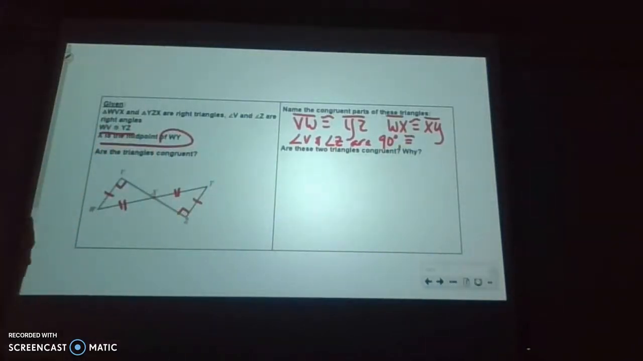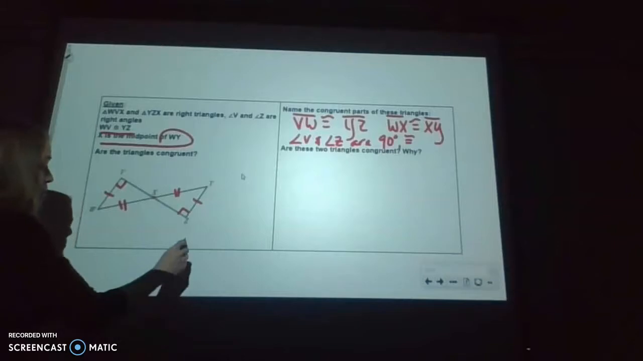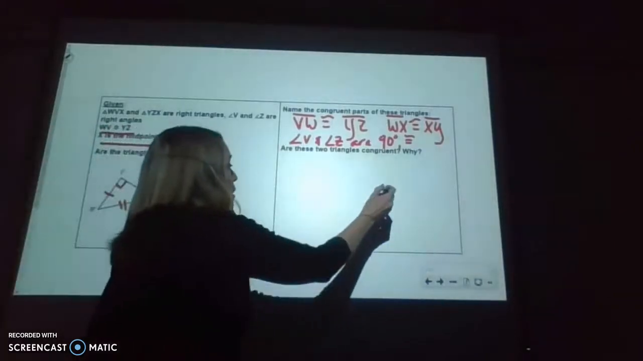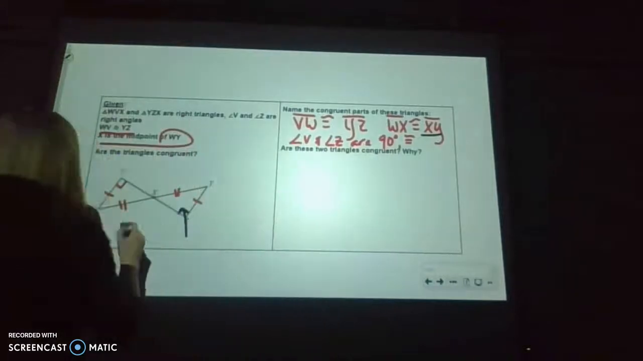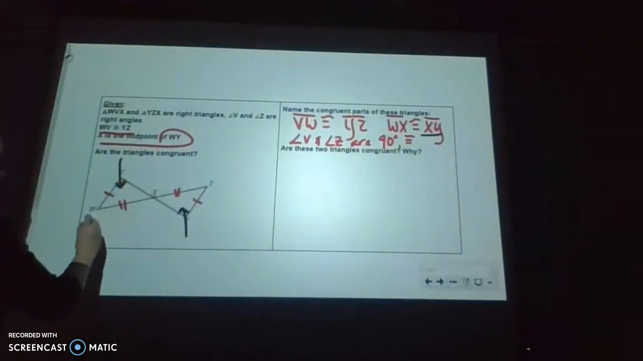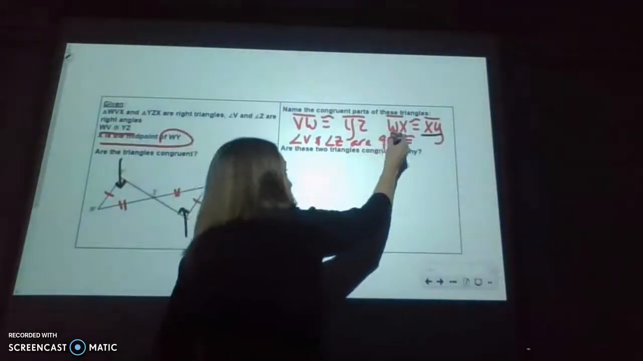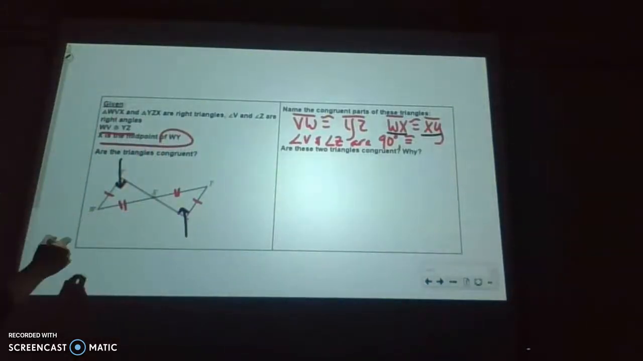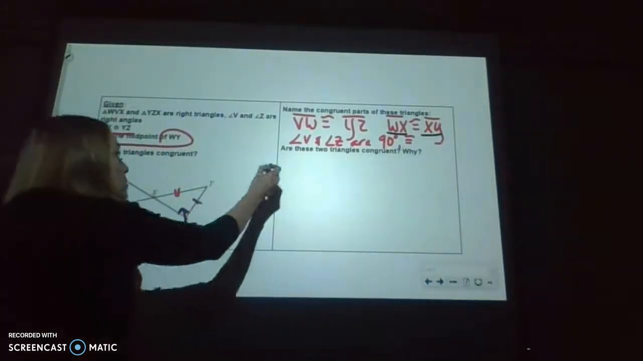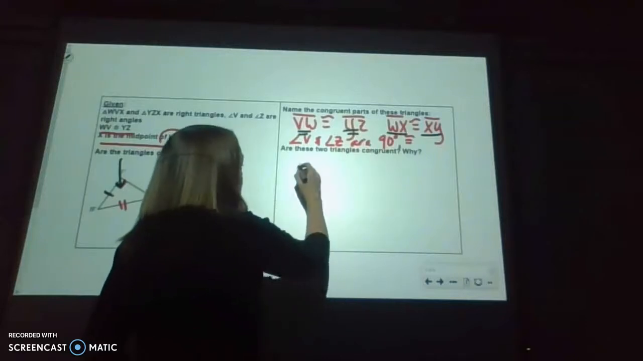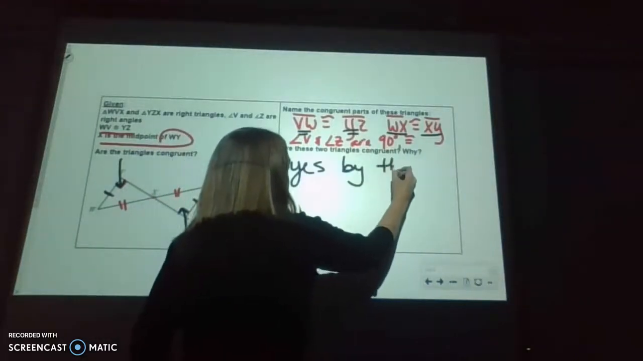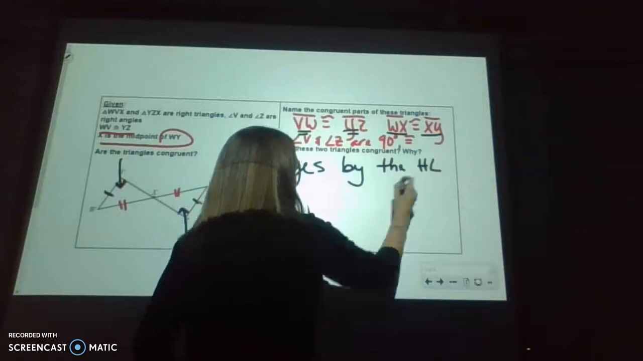Do we have a hypotenuse? I'm going to bet the answer to that is yes. Hypotenuse, XY. I see it right here. Hypotenuse, WX. I see it here. They are congruent to each other. Is there another set of sides? Yeah. VW and YZ. So this is a yes by the HL theorem.